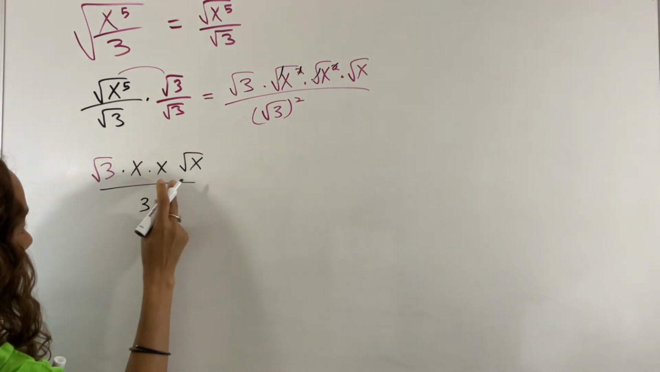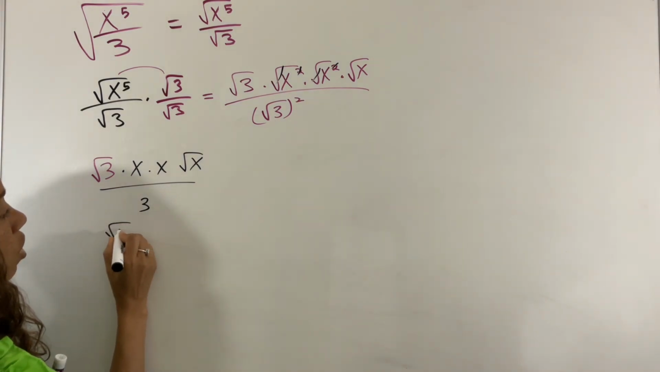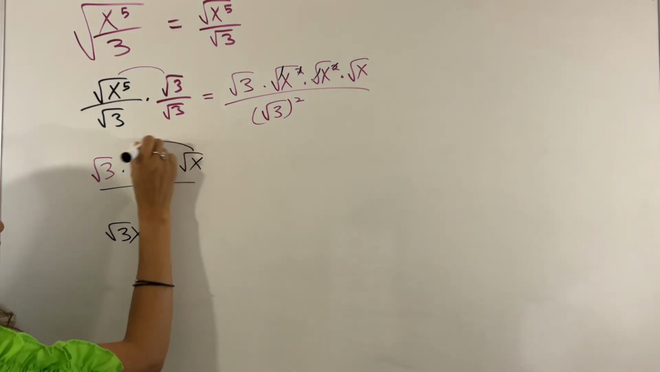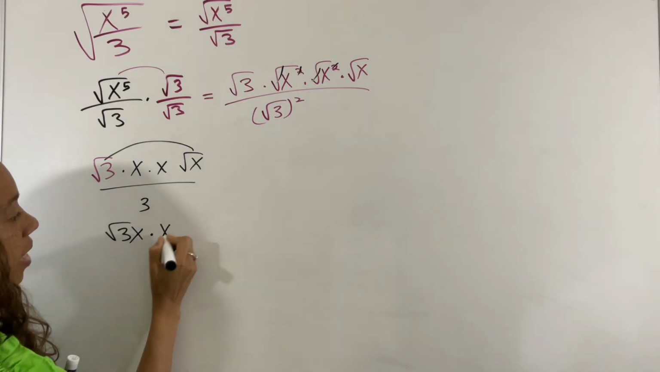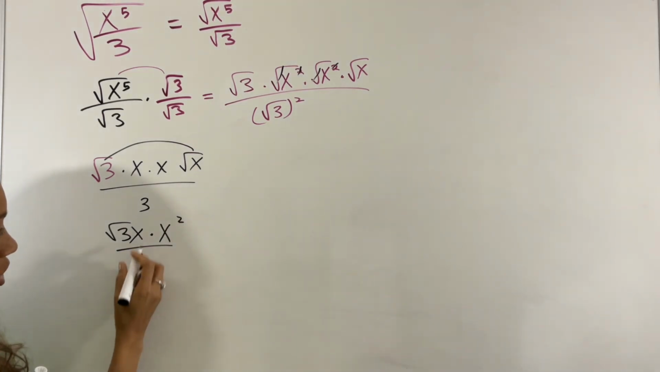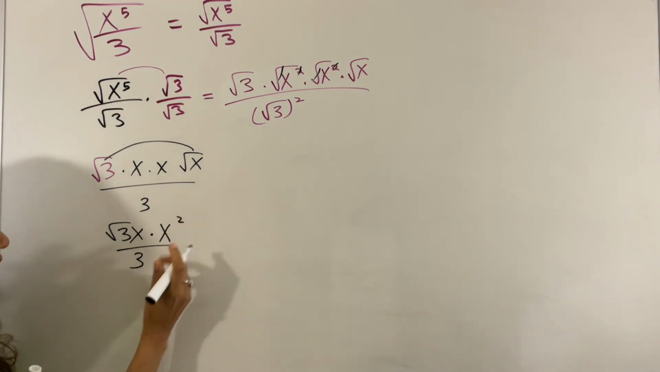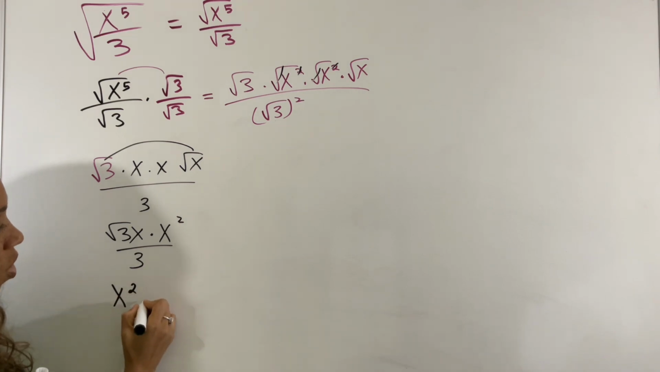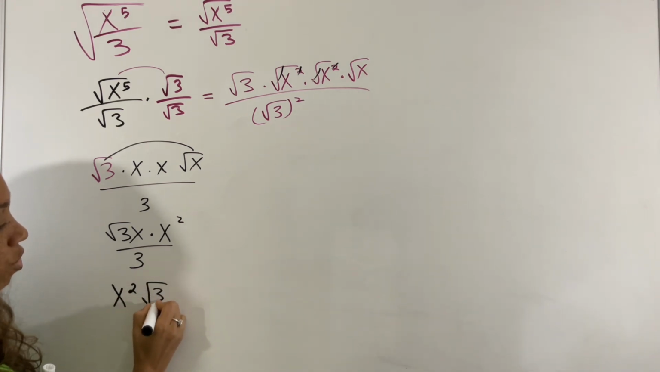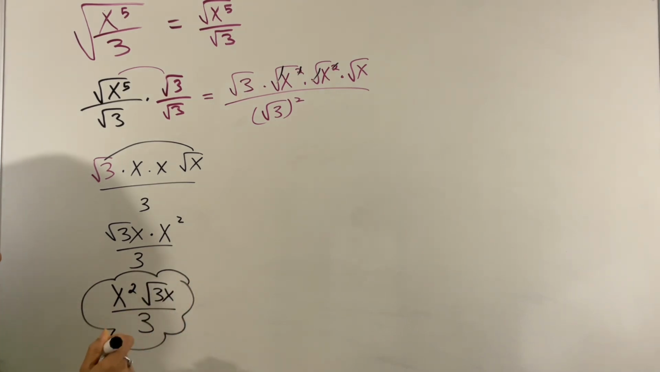All right, so this now is going to be radical 3x, I'm multiplying these two, times x to the 2nd power over 3. So your final answer here is going to be, you put your non-radical first, so x to the 2nd power radical 3x over 3, and this is your answer.